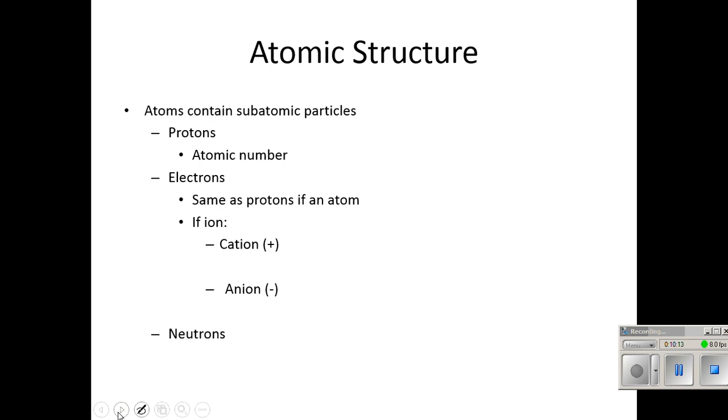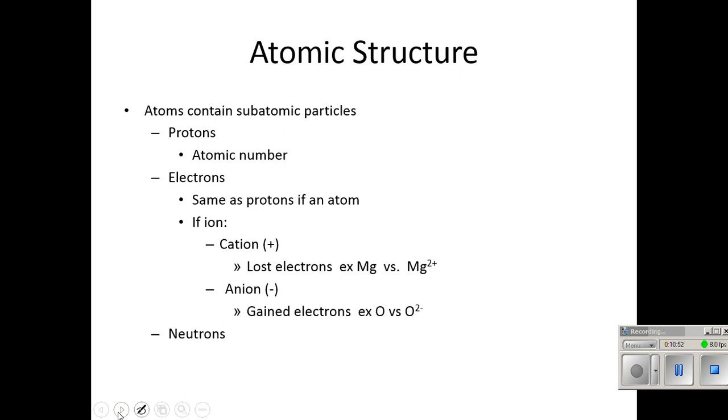A negative ion forms when an atom gains electrons into its electron cloud. So now it has more electrons in its electron cloud than it has protons in its nucleus. That gives it an overall negative charge, and we no longer call it an atom, we call it an anion. So protons can never change. The number of protons in a nucleus is set, but the number of electrons does change. In order to have a positive charge, we have to have more protons than electrons, and to have a negative charge, we need to have more electrons than protons.